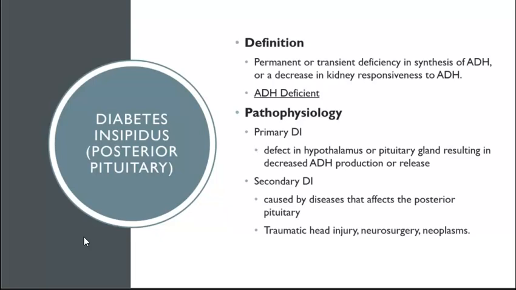Secondary diabetes insipidus is caused by a disease that affects the posterior pituitary. It could also be traumatic head injury, neurosurgery, or cancer. Secondary is always something outside of the gland that has caused it. I always say if the neurosurgeon is a secondary issue, his hand goes in and grabs it. It's not the gland that's the problem. It's something outside of the gland.